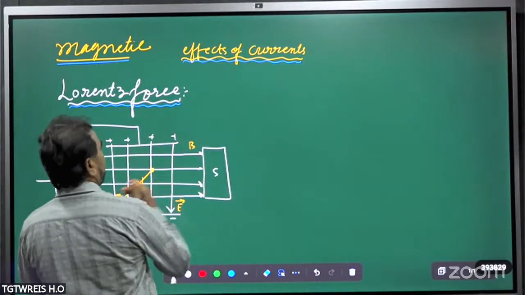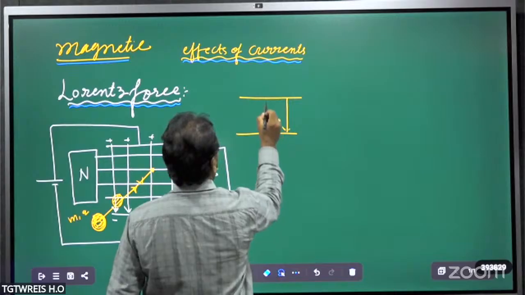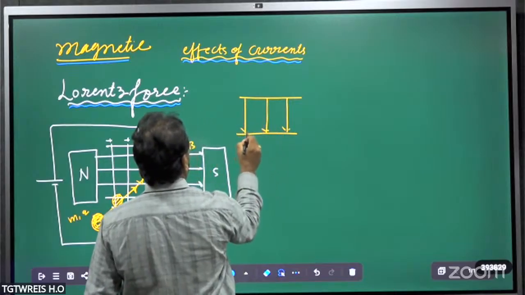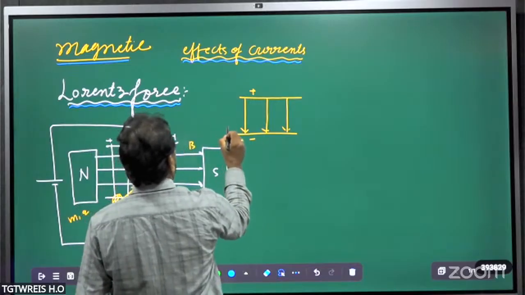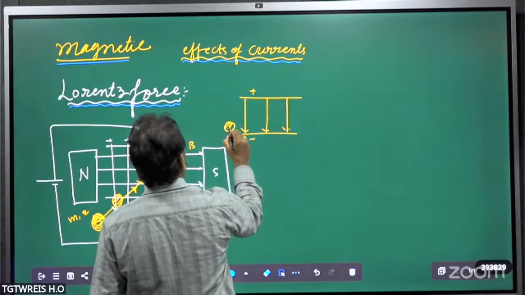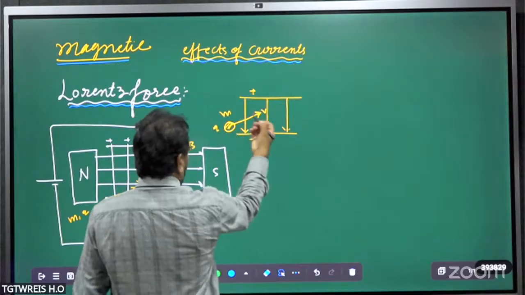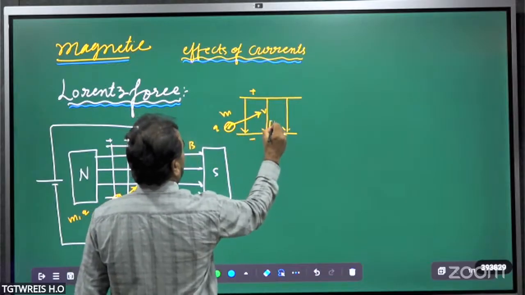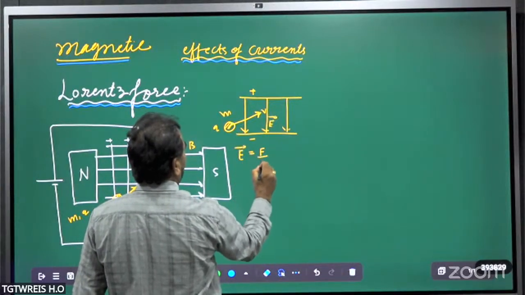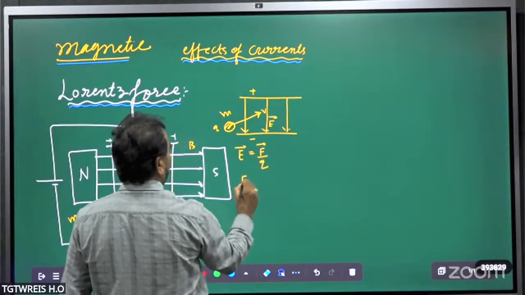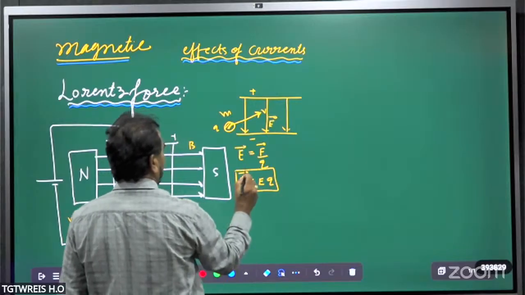The force experienced by the charged particle in the electric field, how much would it be? The direction of the electric field acts from positive charge to negative charge direction. When the charged particle enters this, it experiences some amount of force. The electric field intensity is given by E is equal to F upon Q, so F is equal to EQ. This much electric force it experiences.